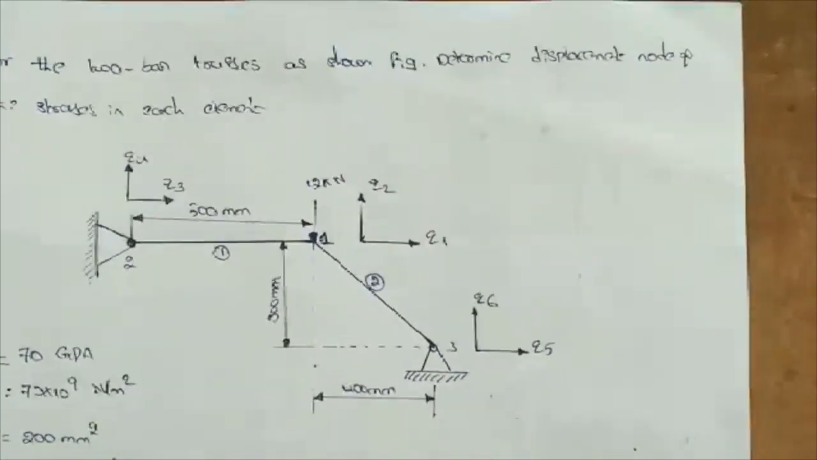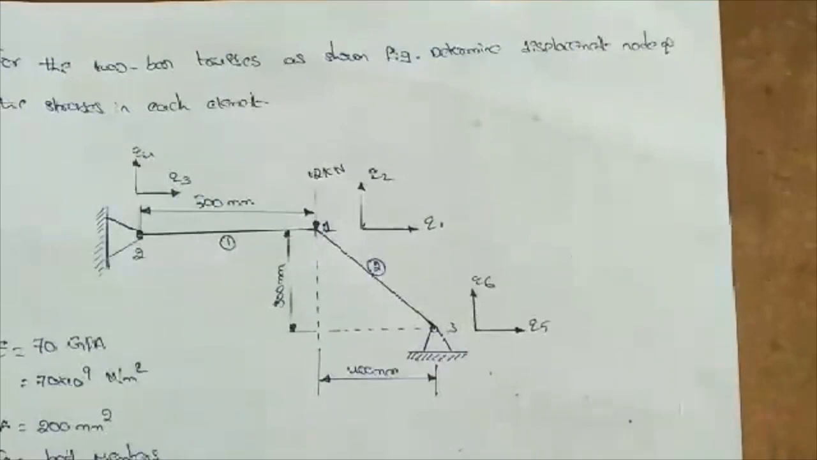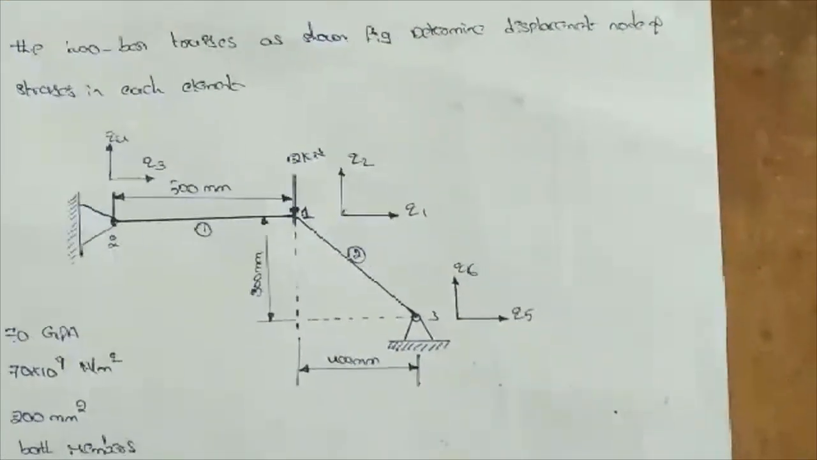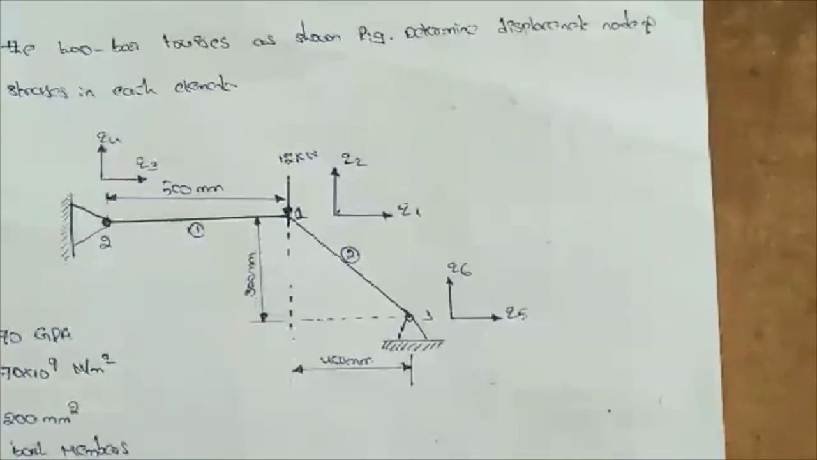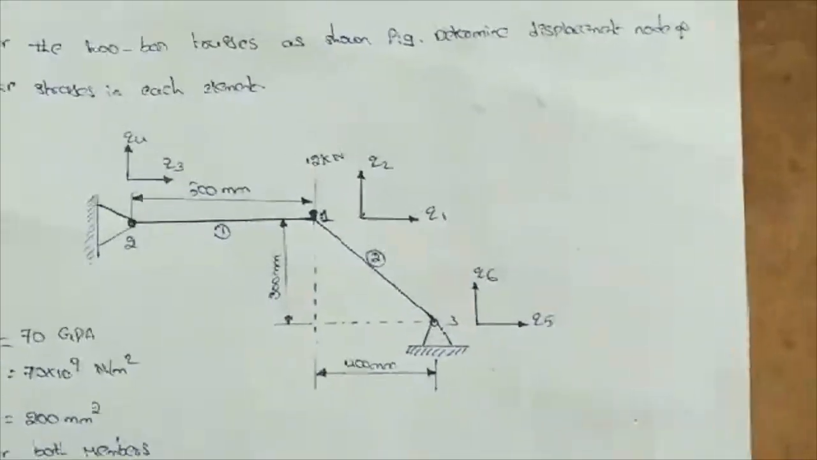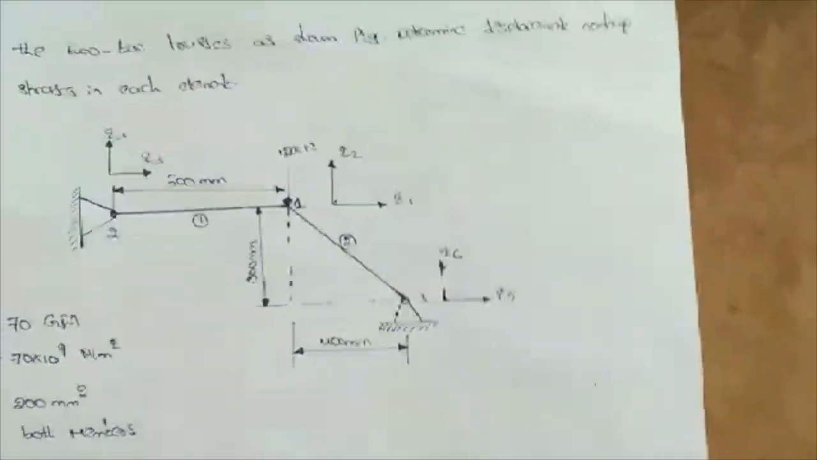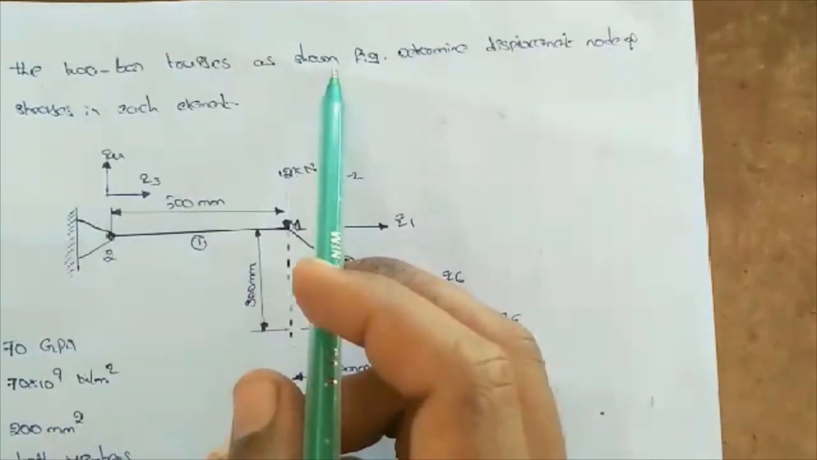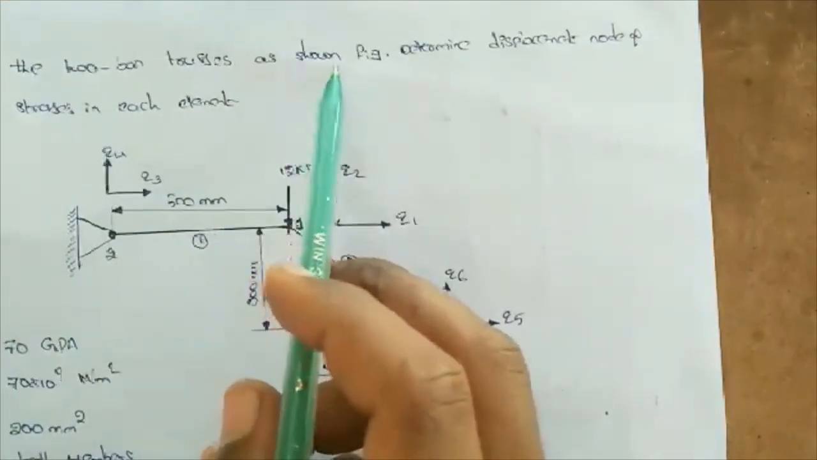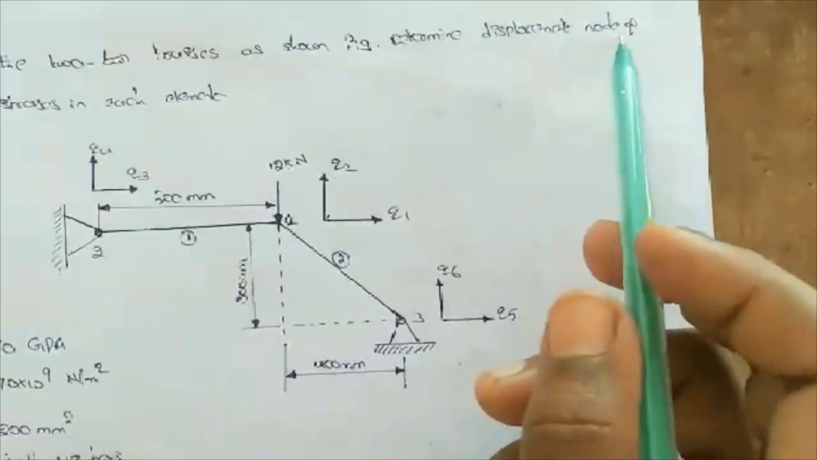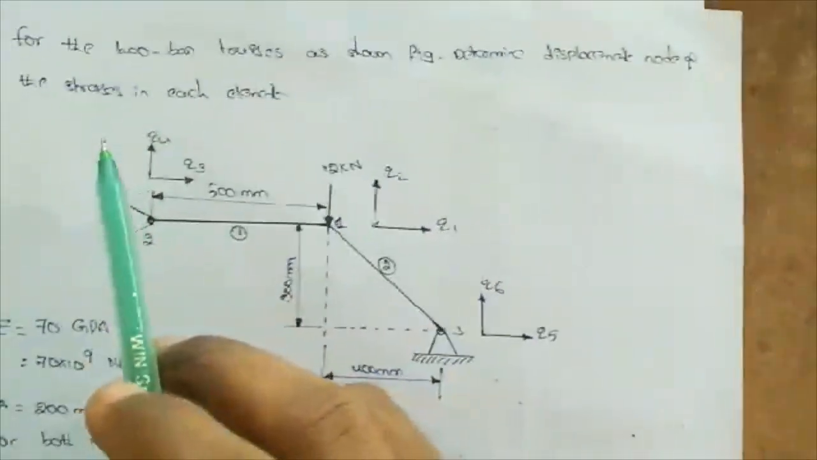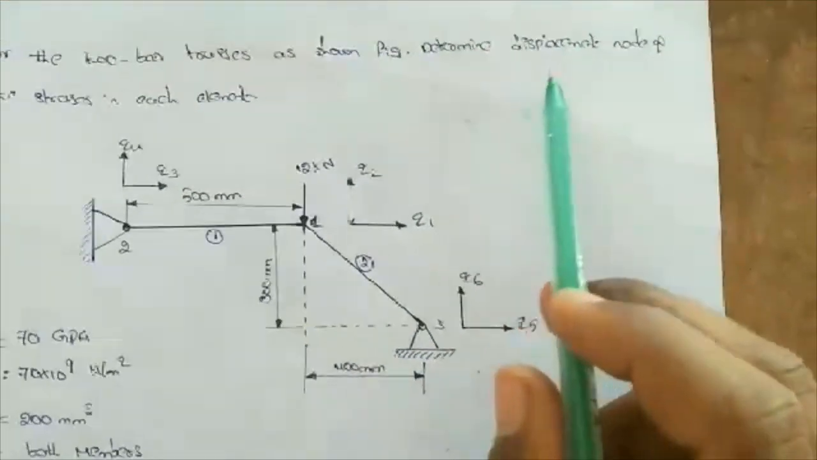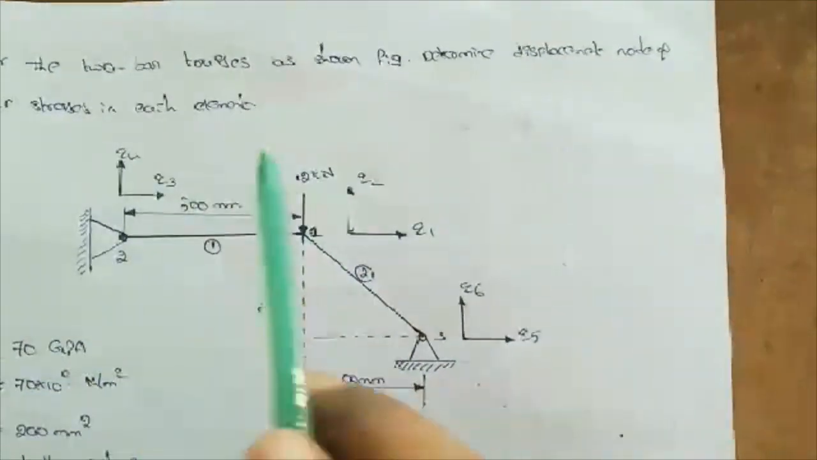Okay. Then the problem is: solve the problem with the finite element method. This is the problem for the two-bar trusses as shown in the figure. Determine the nodal displacements and stresses in each element. What we have to find are the displacements and stresses in each element.